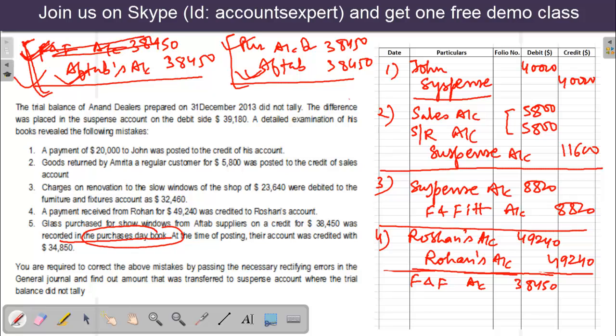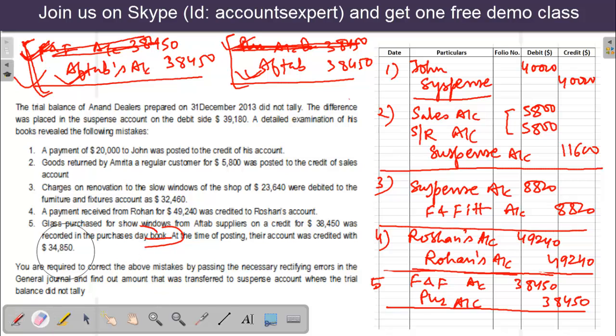Okay, rectified. Now see, purchase account was unnecessarily debited. To rectify it I will credit the purchase account with 38,450, because it was unnecessarily debited. So one entry I will pass this, and one more entry I will pass. It means that these two accounts are rectified, furniture and fittings and purchase account.